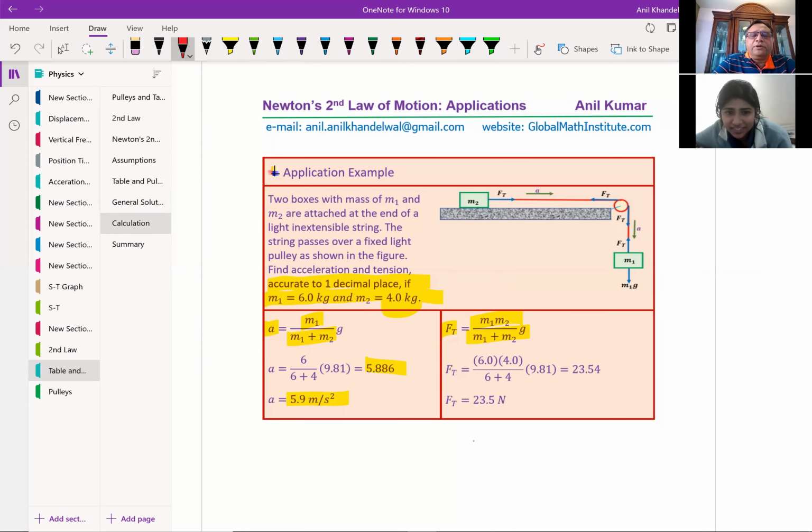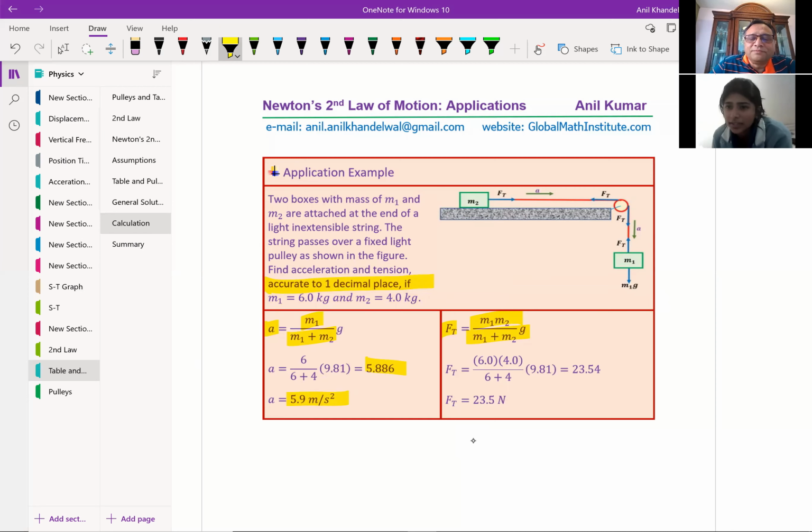Now here, whenever you work on these examples, you should know to what accuracy you have to write your answer. Normally, if it's not mentioned in the question, you should use two significant figures. But in this question, we have written exactly what we are looking for. So we have said that it should be accurate to one decimal place, right? If the statement was not there, how would I know? Two significant figures.